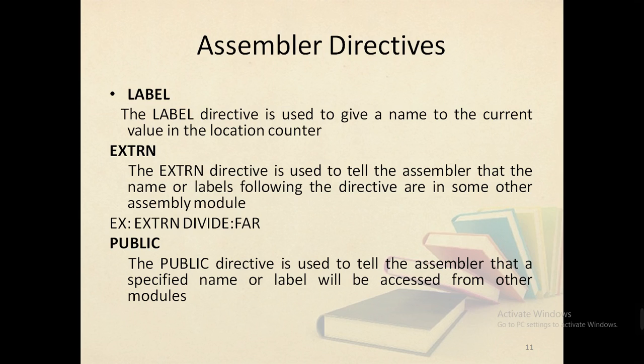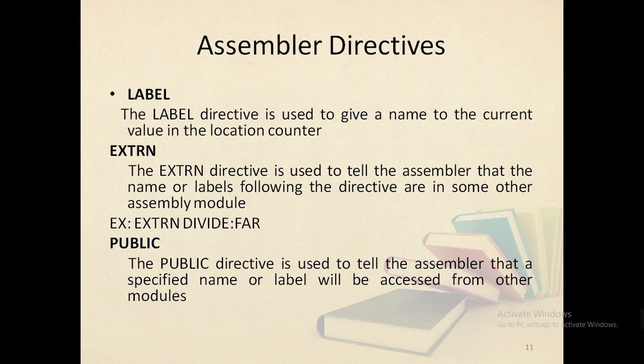Coming to the EXTRN, external. The EXTRN directive is used to tell the assembler that the names or labels following the directive are in some other assembly modules. For example, if you want to call a procedure which is in a program module assembled at a different time from that which contains the call instruction, you must tell the assembler that the procedure is external. The assembler will then put this information in the object code file so that the linker can connect the two modules together.